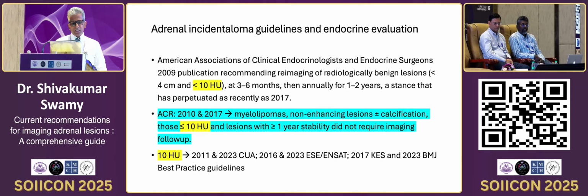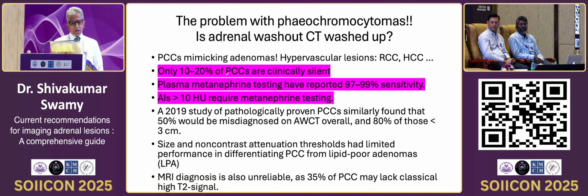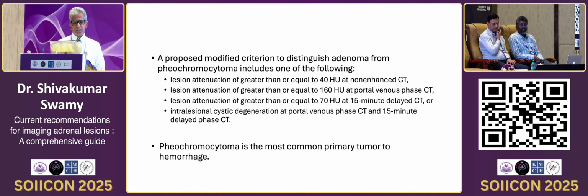I think it clearly says that we have to move out of this minus 10 or less than 10 HU values, because we have been following this value, but in clinical practice we know that most of the benign adenomas, fat-containing adenomas, HU values will be more, and only 10 to 20% of pheochromocytomas are clinically silent, but they are less than 4 centimeters, usually 2 to 3 centimeters, and they are very aggressive and symptomatic, these patients. So what do we do with these kinds of lesions?